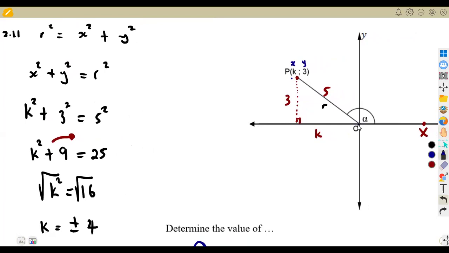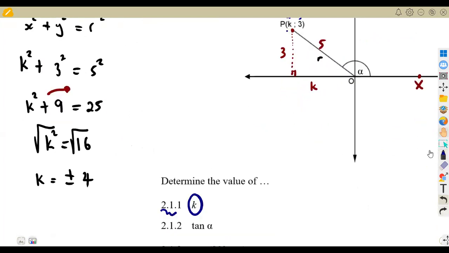Like I was explaining, on the left-hand side of our Cartesian plane, our X values are negative. On the right-hand side, they are positive. So our K is going to be negative since it's on the what? On the left-hand side. So therefore, our K in this case is going to be negative. So therefore, our K is going to be -4.